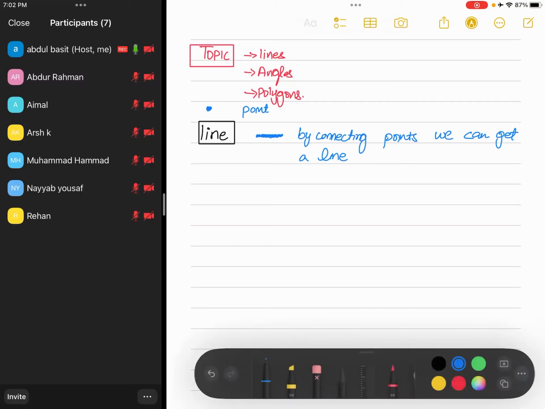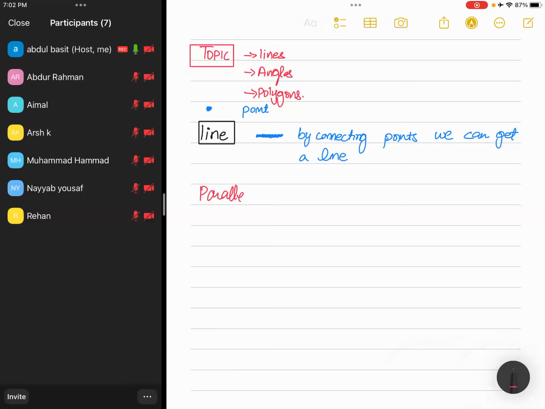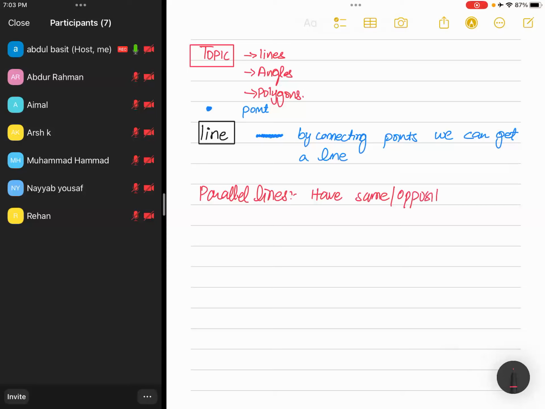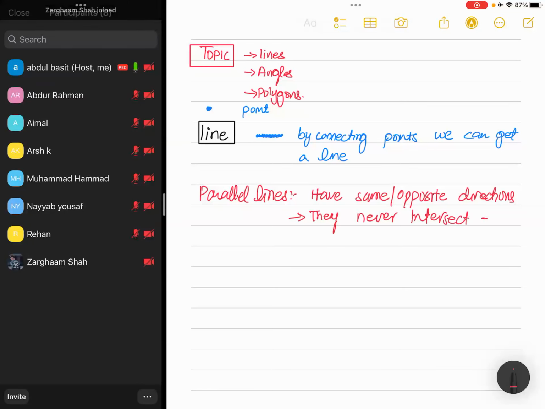और लाइन के अंदर जो we usually come across in chapters, so ये याद रखें कि we have two types of lines. एक होती है हमारे पास parallel lines. Parallel lines have same direction, or opposite direction. They never intersect each other.